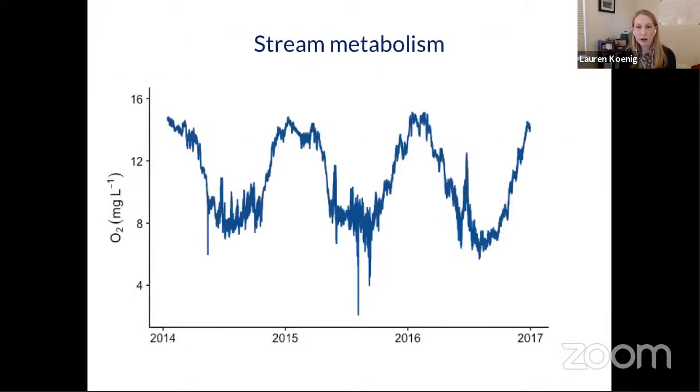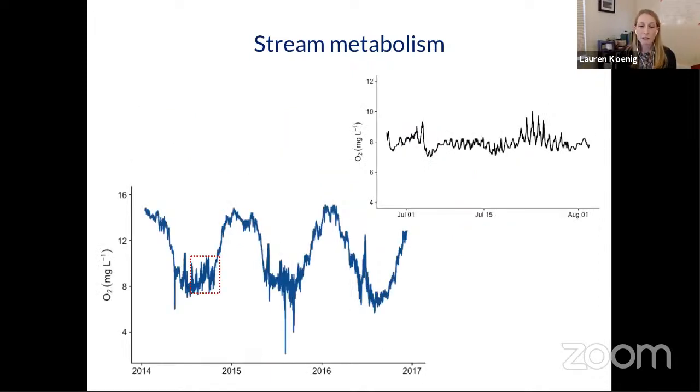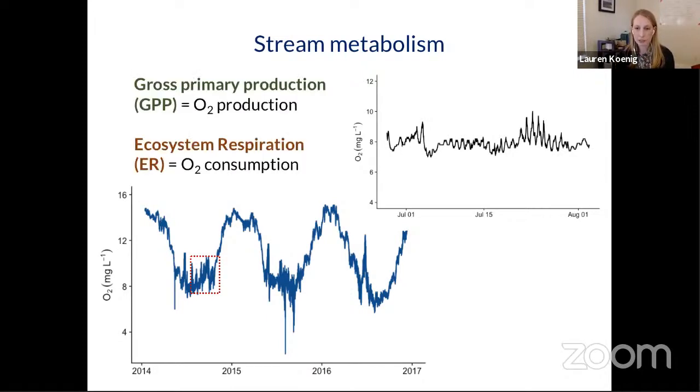So for the remainder of the talk, I'll be focusing on stream metabolism. If we again consider the dynamics from the Connecticut River, where we've already noted the seasonal swings in dissolved oxygen throughout the year, if we zoom in further, we can see diel oscillations in oxygen that are a result of the daily fixation of CO2 by gross primary production, or GPP, and the degradation of organic carbon by ecosystem respiration, which I'll call ER.